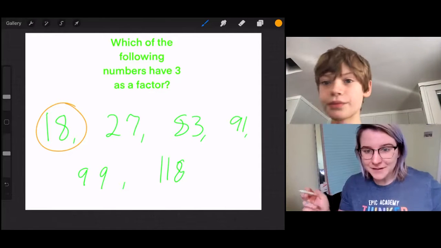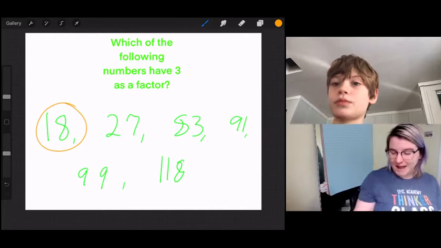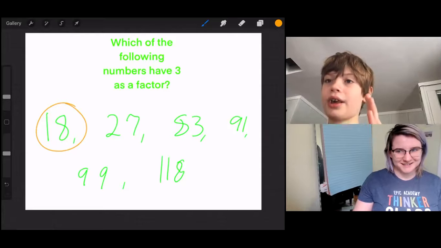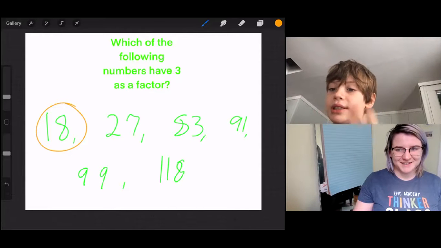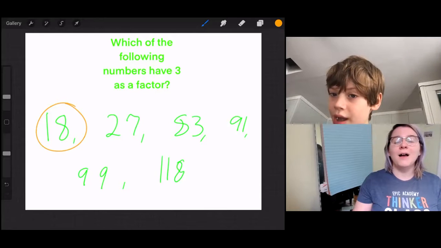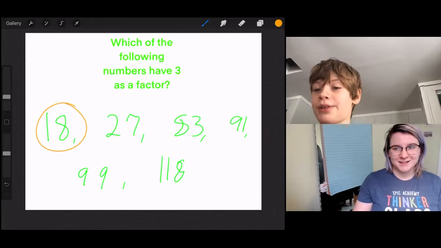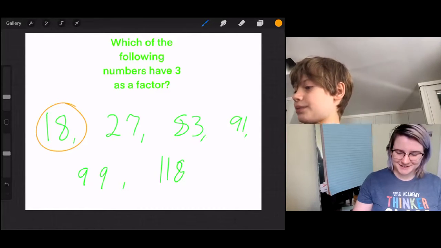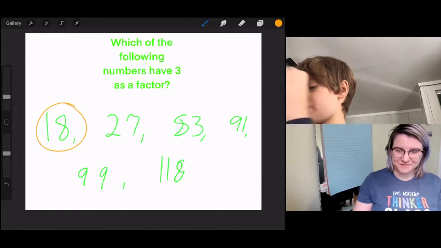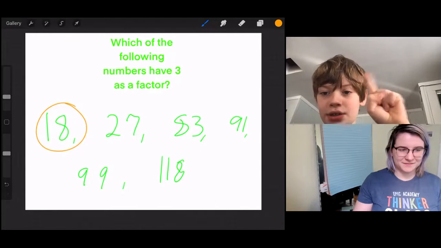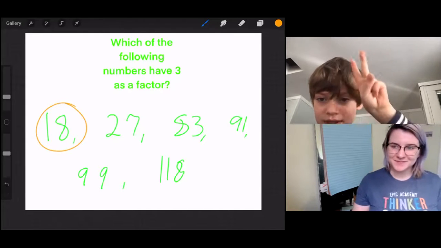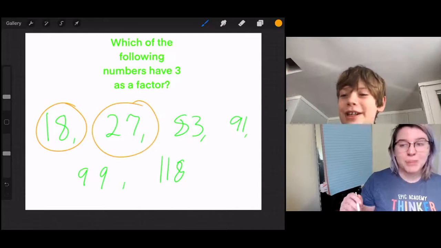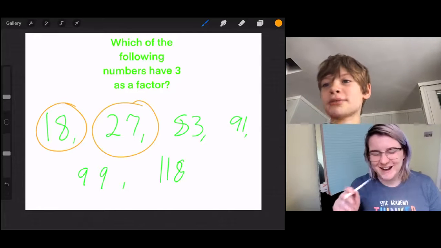Yes. Okay. So what about 27? Can we multiply 3 by any whole number and get 27? Let's check. Since in our last problem we learned that 7 times 3 was 21, we will add 3 to that and see what we get. 24. And then 25, 26, 27. 27 is a multiple of 3, so it has 3 as a factor. Very good. All right, what about 83?